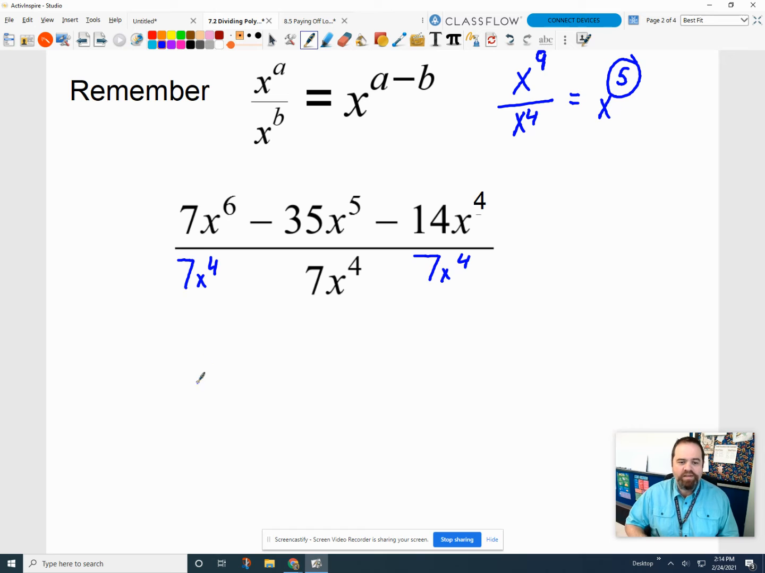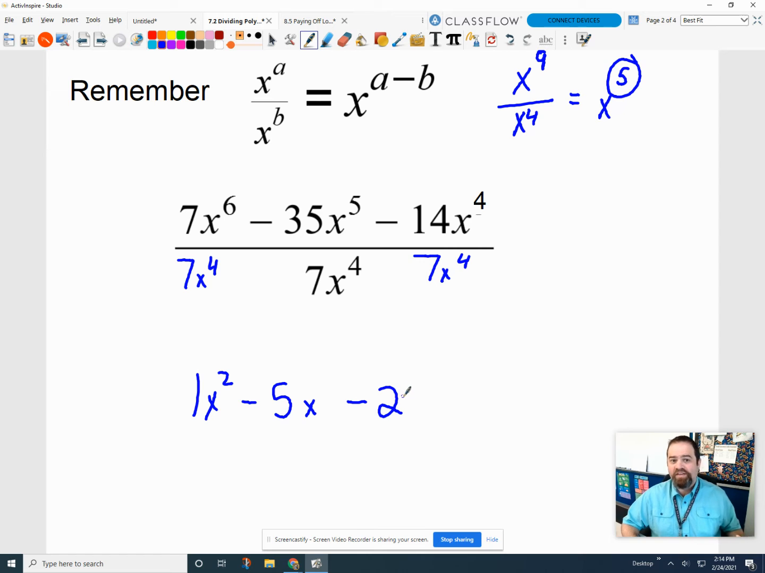So 7 divided by 7 is 1, and that's going to leave me an x squared. 6 minus 4, that's where I got the 2 there. Negative 35 divided by 7 is negative 5, and then subtract your exponents on your x's. So that is an x to the first power. Please don't put a 1 in there. I think it looks sloppy. And then the last term here, negative 14 divided by 7 is negative 2. And when I subtract my exponents, I'm left with no x term because it's x to the 0 power, which, if you remember from earlier, is just 1. So I don't even need that in there.